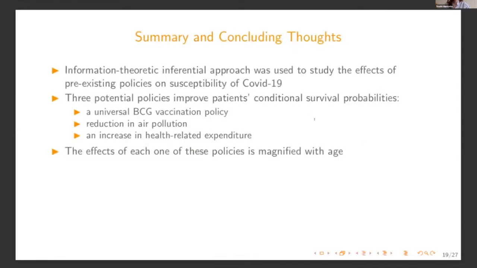So to summarize, we used an information theoretic inferential approach to study the effects of pre-existing policies on susceptibility to COVID-19. Our analysis indicates that there are 3 potential policies that can improve patients' conditional survival probabilities. These are a universal BCG vaccination policy, air pollution, and health-related expenditure. Additionally, we also find that the effects of each one of these policy variables are magnified with age.